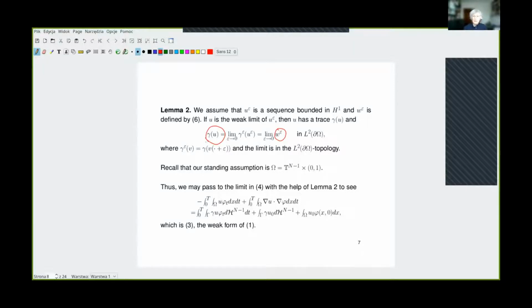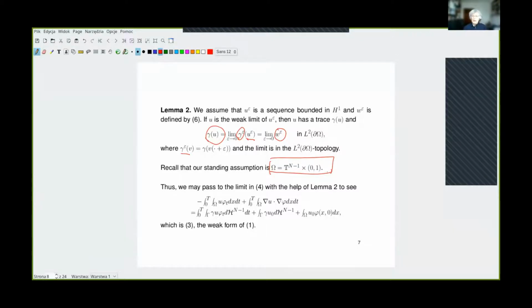On the way, we notice that the trace of the limit equals the limit of the traces. And here, the traces are computed at the epsilon distance from the actual boundary. And let me stress that all these computations are nice and relatively easy because of our choice of the domain. The geometry is very simple. That's why everything goes nicely.